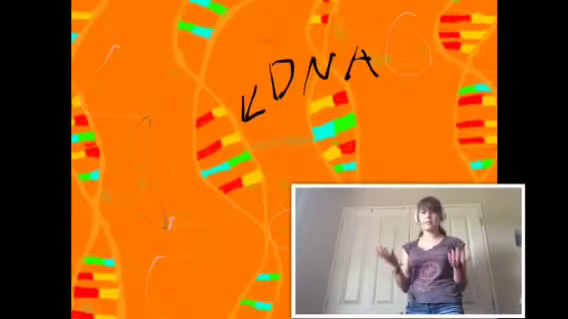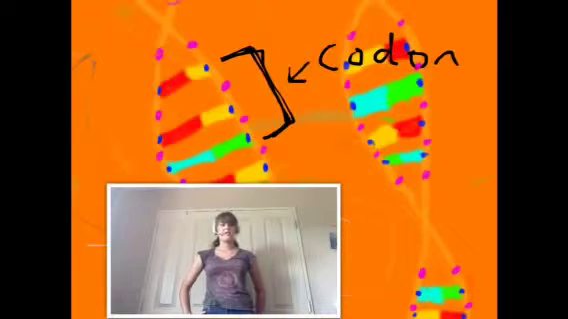DNA, deoxyribonucleic acid, the double helix. The codon, also known as the triplet, 3 nucleotides bonded together that code for a specific amino acid. The nucleotide consists of one of the 4 bases, G, C, A, T, a phosphate, which is the pink thing up there, and a sugar, which is the blue thing up there.